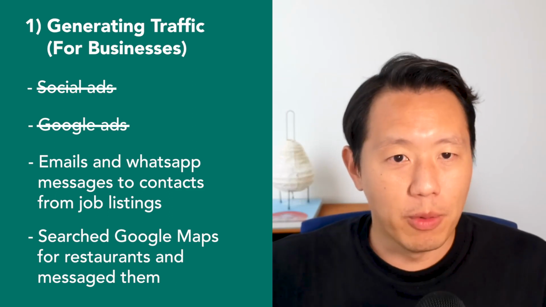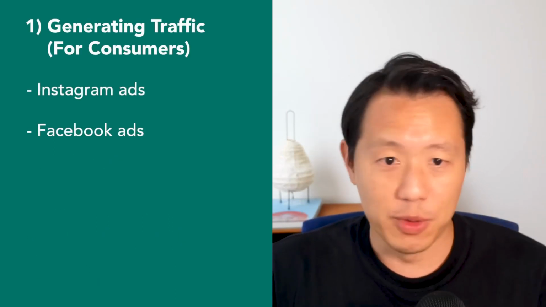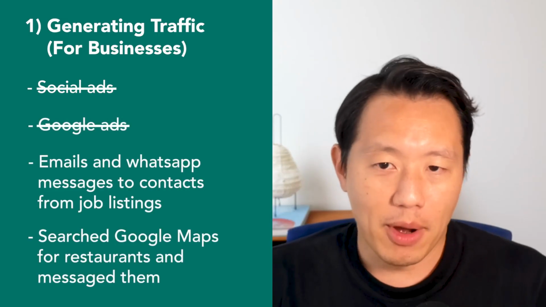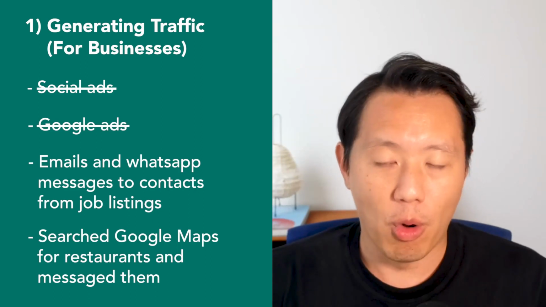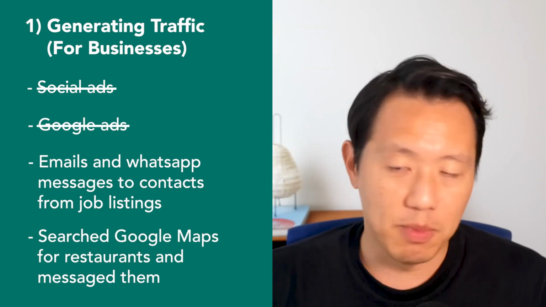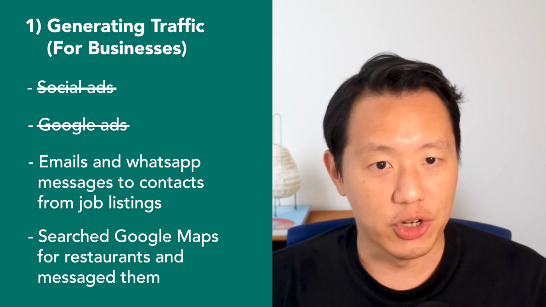For the first component, which is generating traffic for consumers, it was mainly Instagram and Facebook ads. That seemed to work pretty well right off the bat. For businesses, I went through a bunch of different iterations, but the primary thing that eventually worked was just going on job boards, looking for people who were already looking to fill jobs, and then messaging and emailing them. So that's what worked for generating traffic.